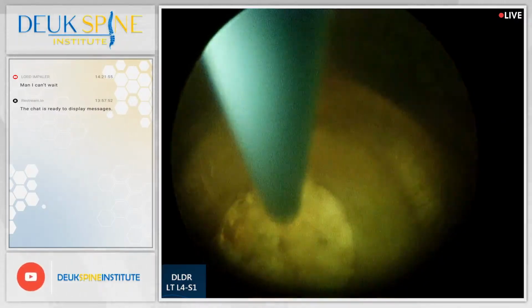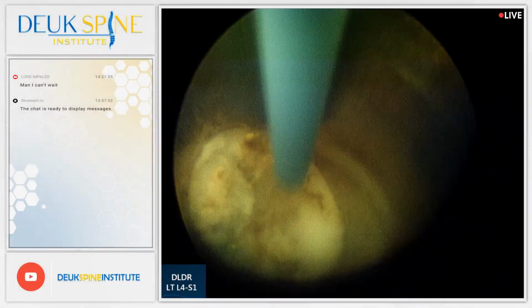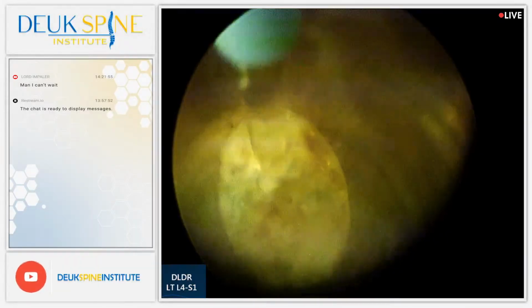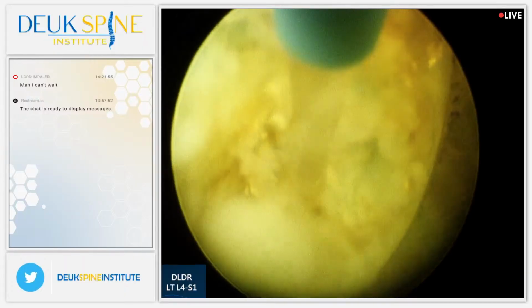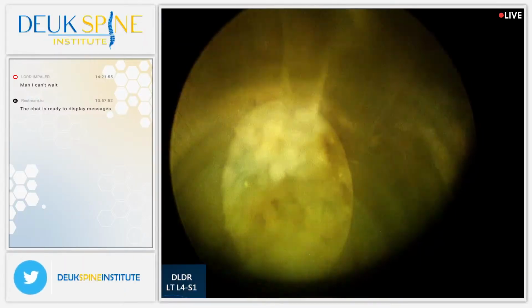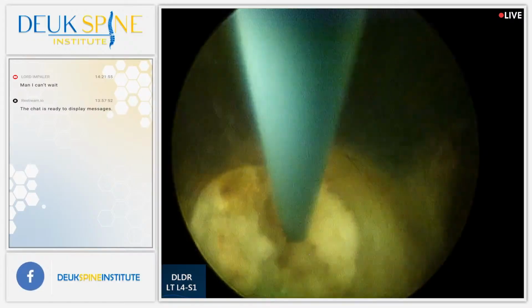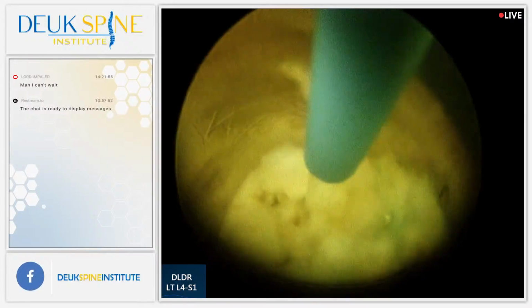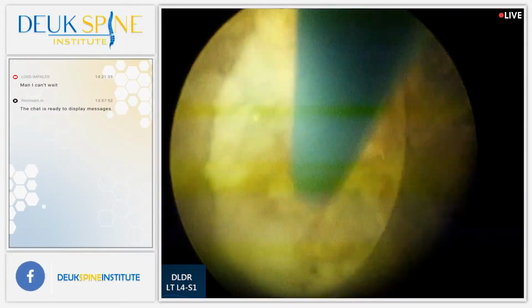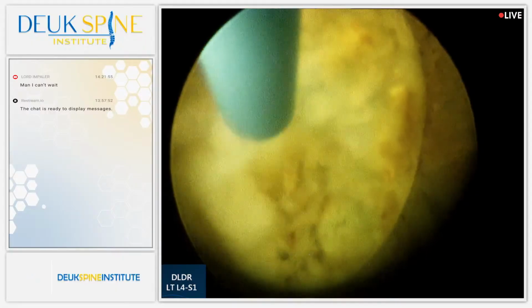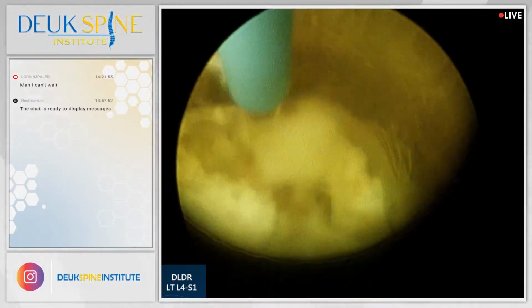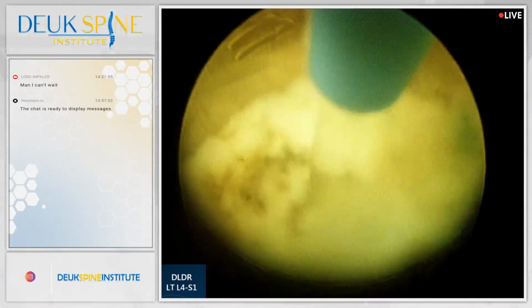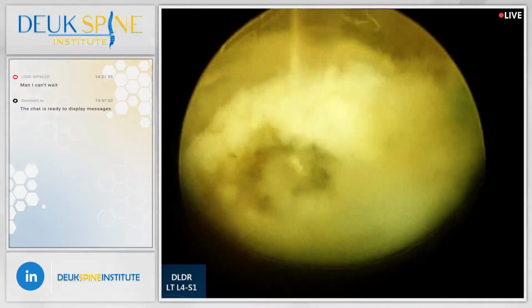So most doctors would just ignore it, leave it alone, and the patient would still have pain after surgery at L4-5. Thank God we picked up on it at Deuk Spine. That's what separates us from everybody else: we identify all the sources of pain. You guys saw the 30 different causes of back pain. We're able to diagnose all 30 at Deuk Spine. You will not find that diagnostic ability anywhere else in the world because we're the first in the world to do it.